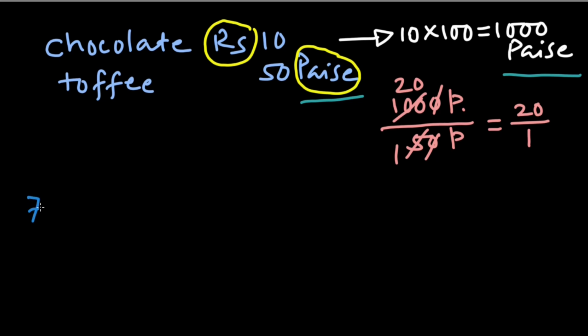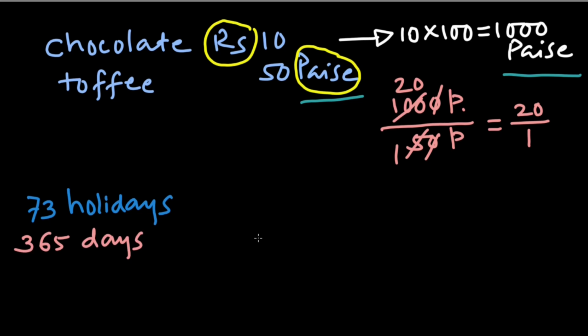There are 73 holidays in 1 year. So, what will be the ratio of the number of holidays to the number of days in 1 year? We know that there are 365 days in 1 year. So, the ratio of number of holidays to the number of days in 1 year will be 73 by 365.